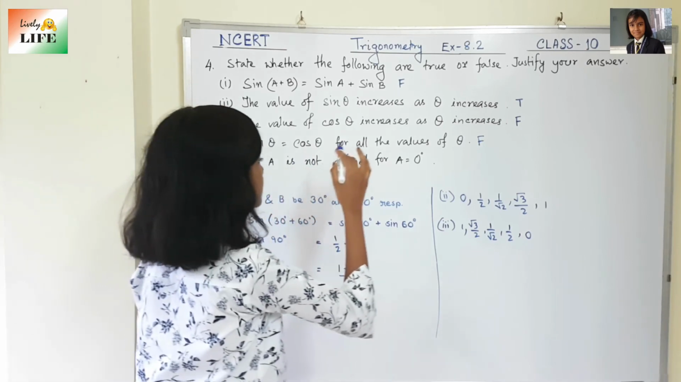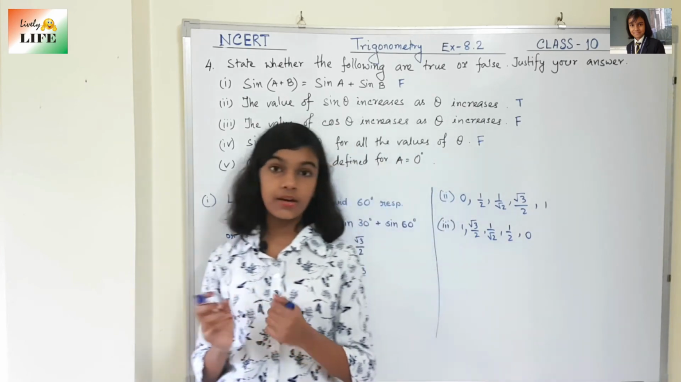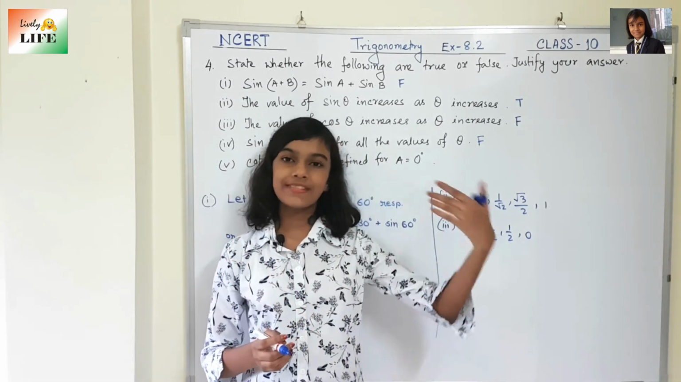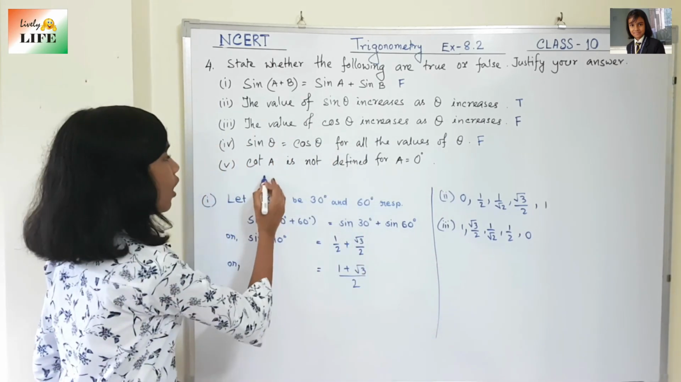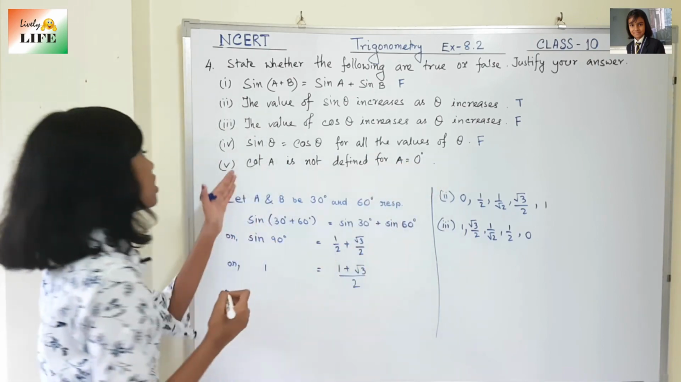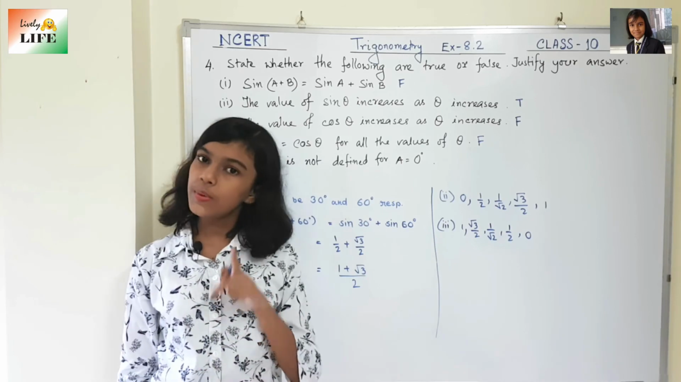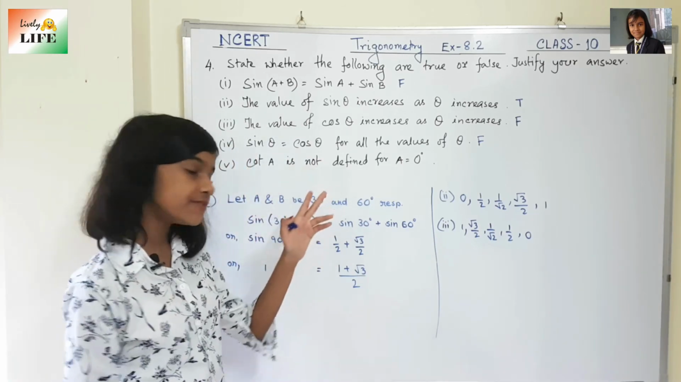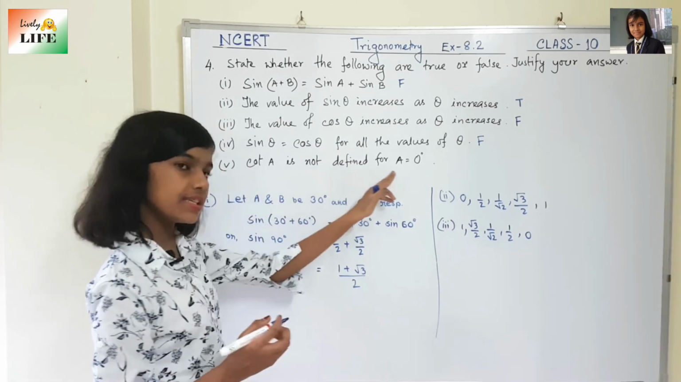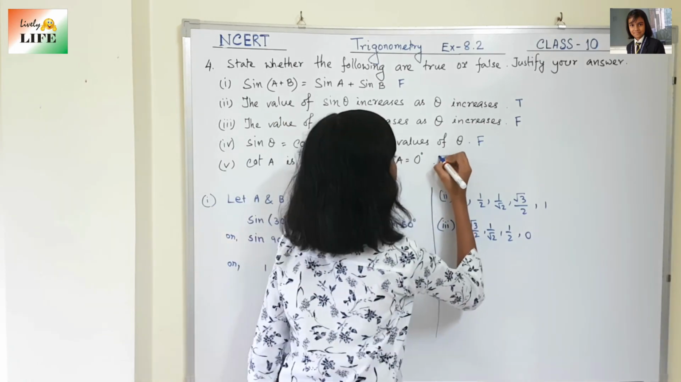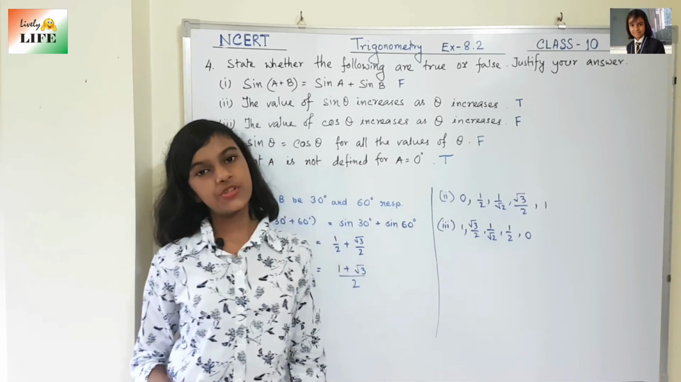Now let's do the 5th one. Cot A is not defined for A is equal to 0. We have already learnt earlier the table, right? The values of sine, tan, cot, right? 30 degree, 60 degree, right? So cot A is not defined for A is equal to 0. Means cot 0 is not defined. Yes, cot 0 is not defined, right? We have already learnt earlier cot 0 is not defined. So the question number 5 is true. Cot A is not defined for A is equal to 0. Yes, true. True, right? So with this we have completed exercise 8.2 of trigonometry.